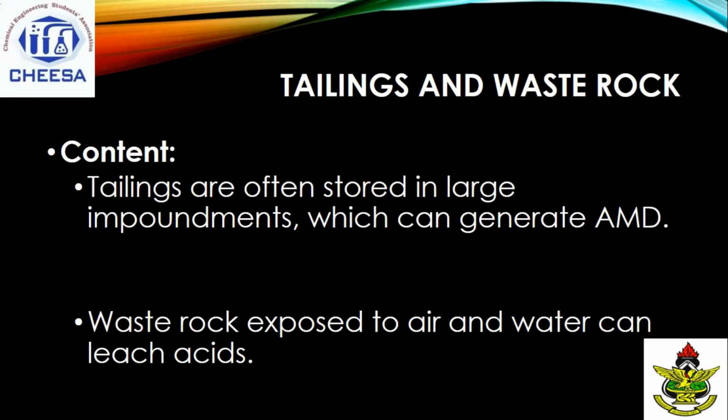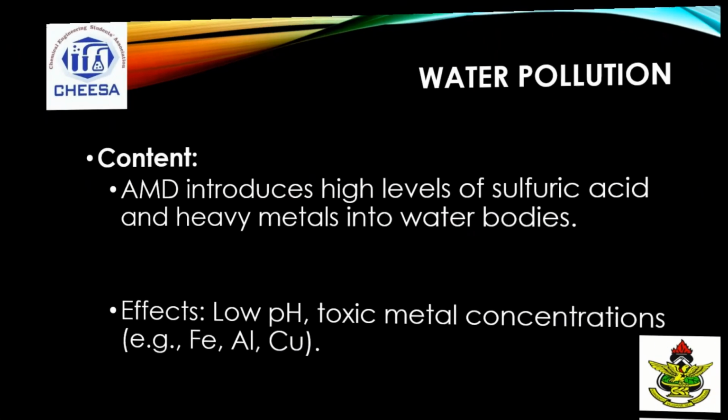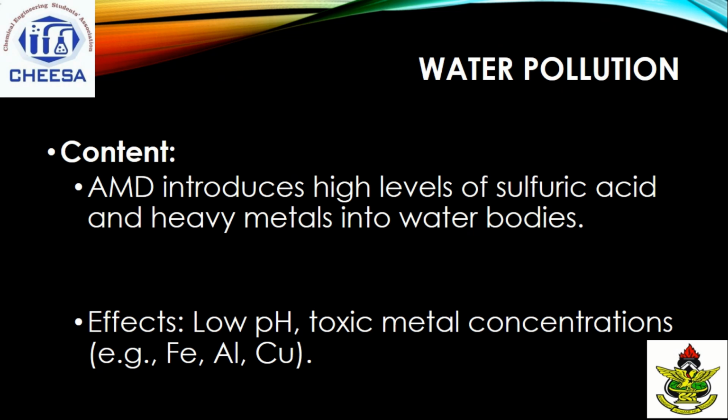We have tailings and waste rocks. Tailings are often stored in large impoundments which can generate AMD. Waste rock exposed to air and water can leach acids. We have water pollution. AMD introduces high levels of sulfuric acid and heavy metals into water bodies. The effects are low pH and toxic metal concentrations. Examples are Fe, which is iron, Al, which is aluminum, and Cu, which is copper.